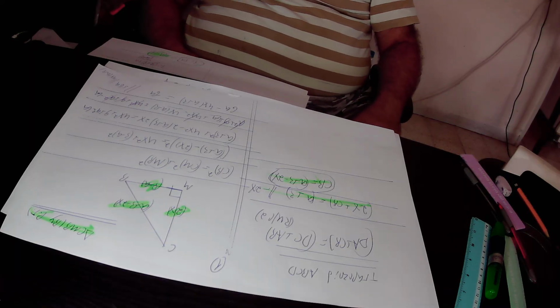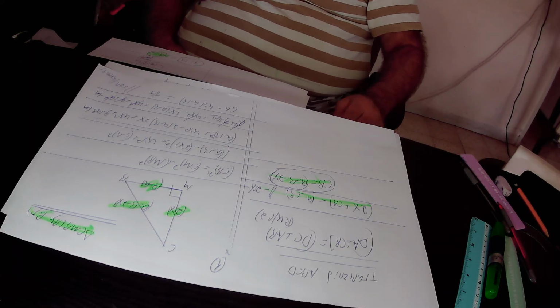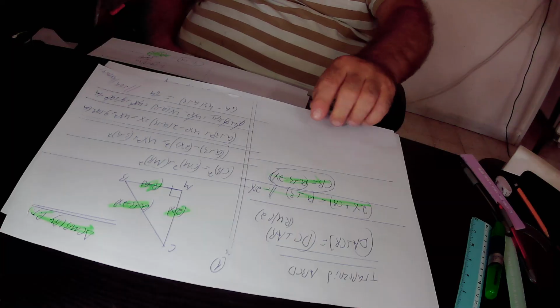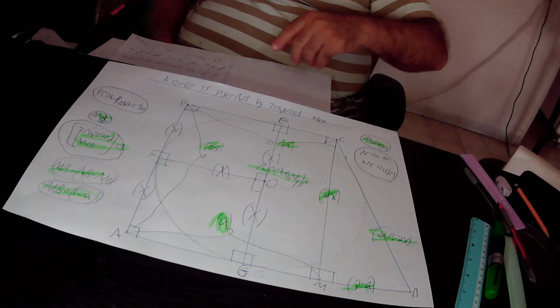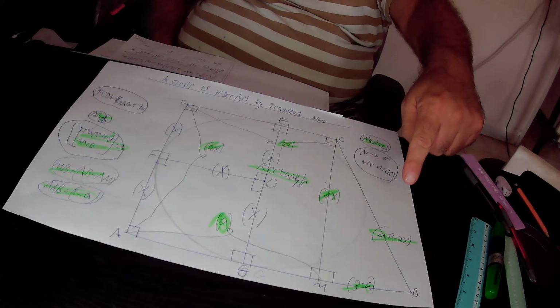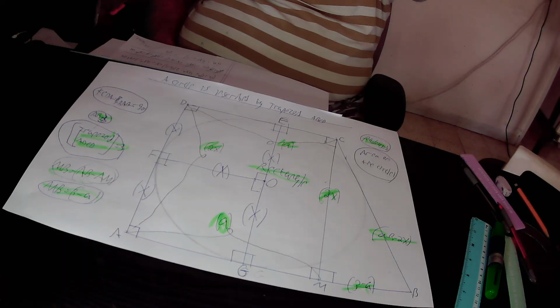Here we subtracted 2x from this equation, and we found out that the missing side CB equals A plus 3 minus 2x units in length. This is the missing side CB that equals A plus 3 minus 2x units in length.